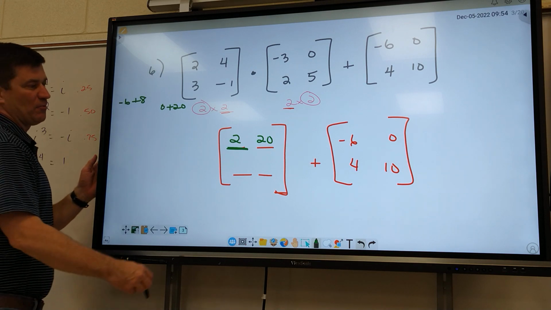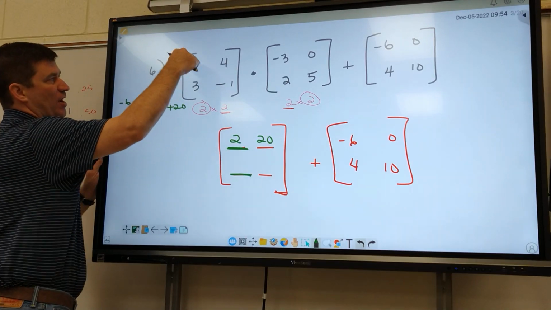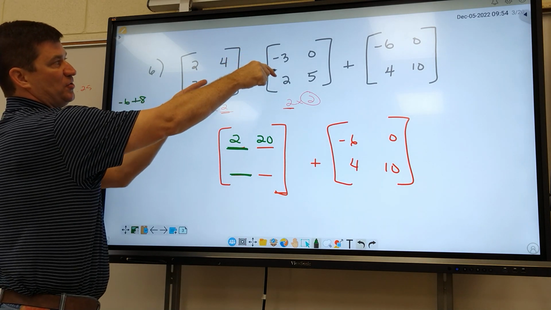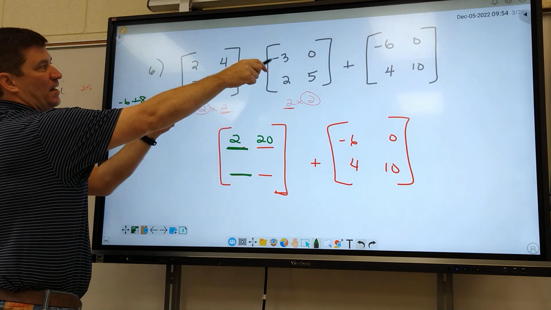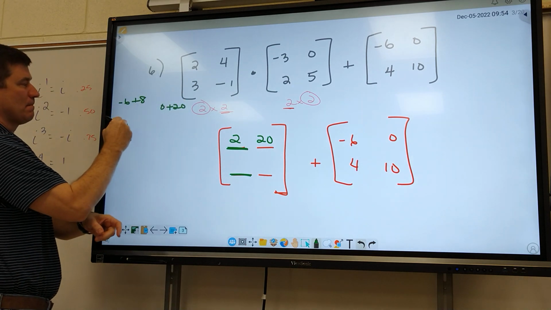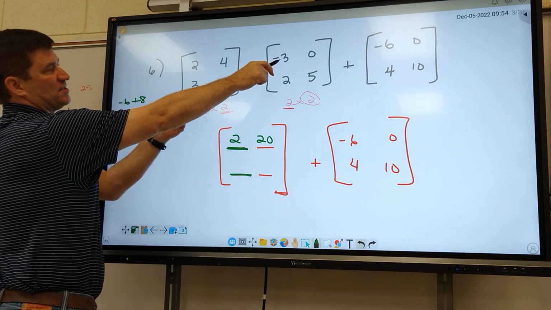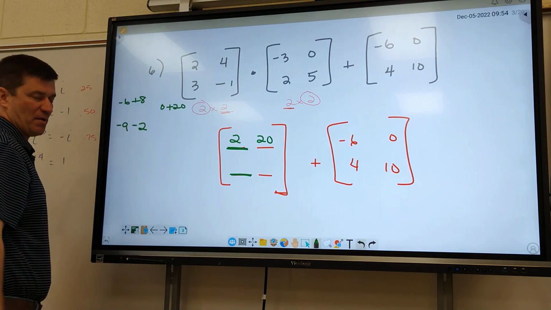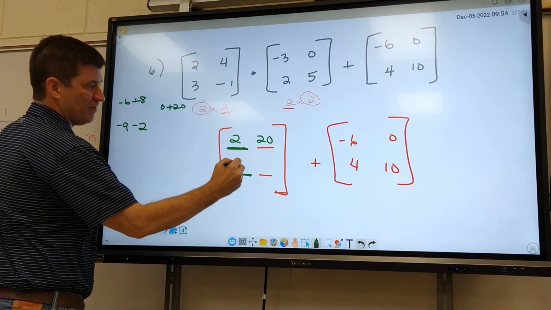So now look, if I want to find this answer, I've got to drop down now and do the bottom row. I'll multiply these two and these two. 3 times negative 3 is negative 9. And then multiply these two, that's negative 2. Somebody add them up. So negative 11.